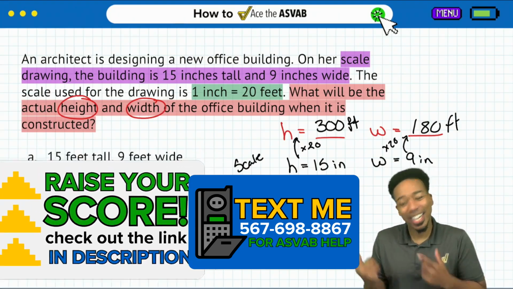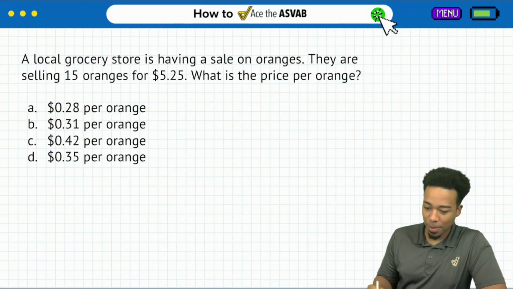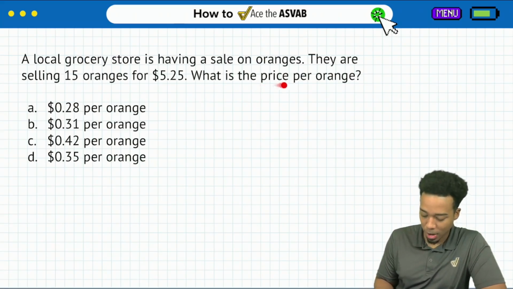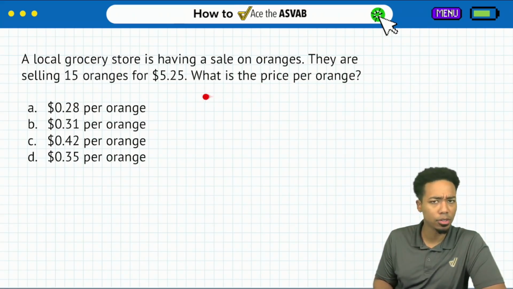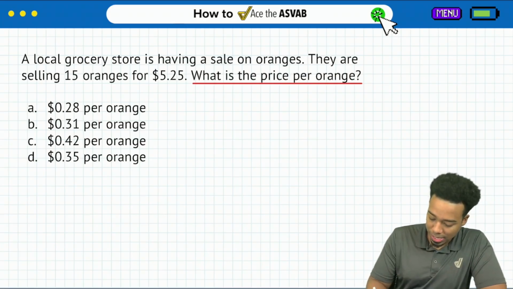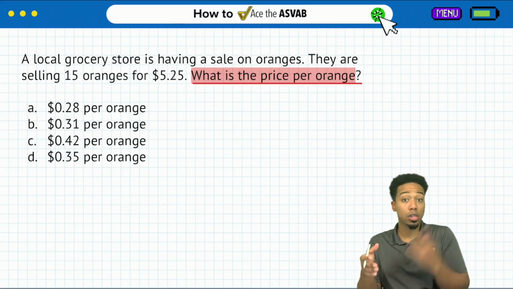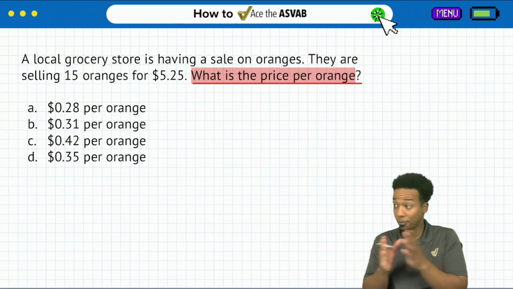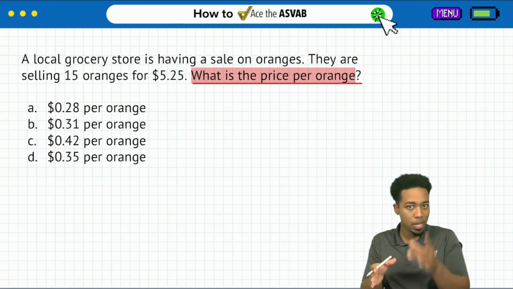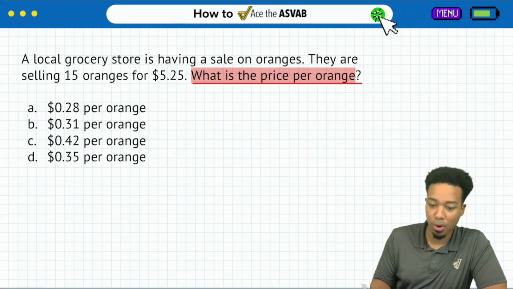So with that, let's get into question number 2. Let's hop in here. It says, hey, what is the price per orange? Okay, we want the price per orange. So with that said, everybody, to get the price per orange, pretty much what this means is we're trying to find the cost of 1 orange. That's very clearly stated there. So let's make sure we can do that the right way. Again, the price per orange is the price of 1 orange.